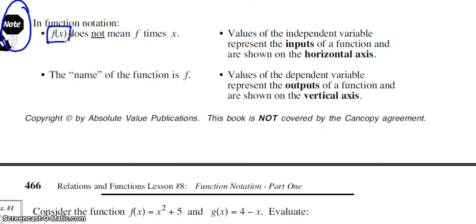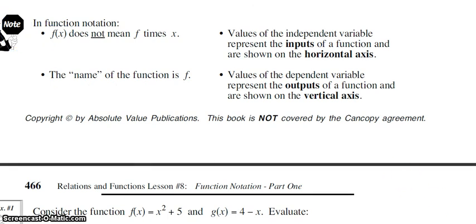And then f is the name. Okay? So usually it's just called f. You can write g of x, h of x. They just represent the name of the function. It's called g and h. But whenever you write something like this, it is a function notation representing a function.